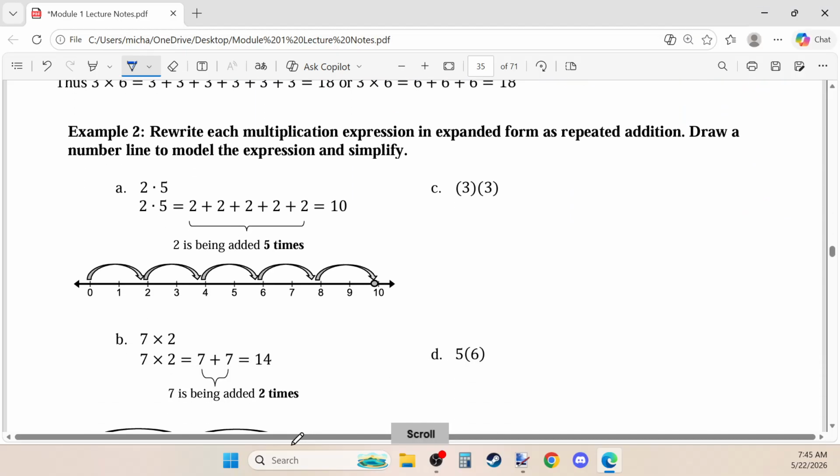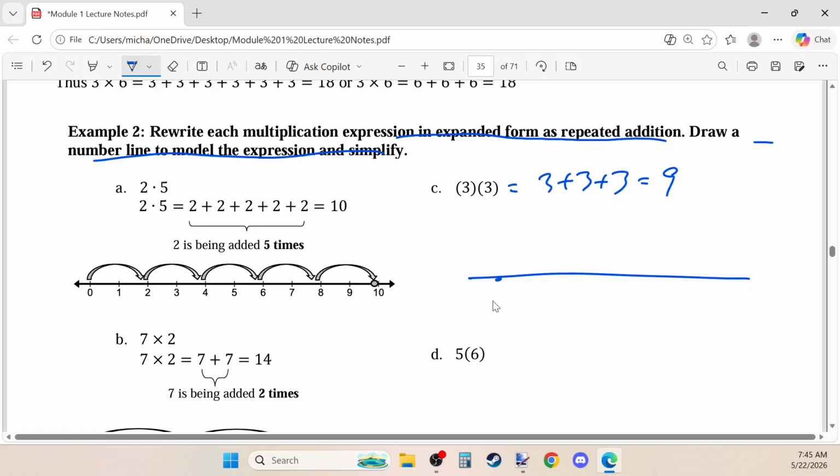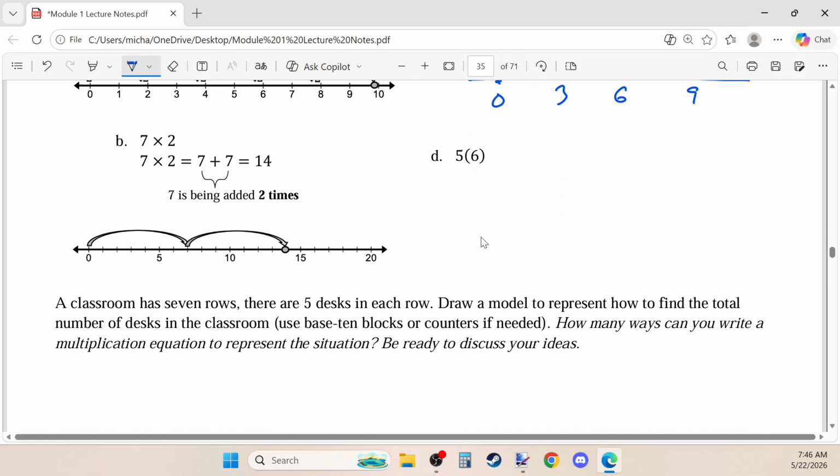Okay. Rewrite each expression in expanded form, draw a number line to model the expression. So here, this is 3 plus 3 plus 3, which is 9. And we can draw a number line, and we go from 0, we go to 3, to 6, and to 9. Okay.